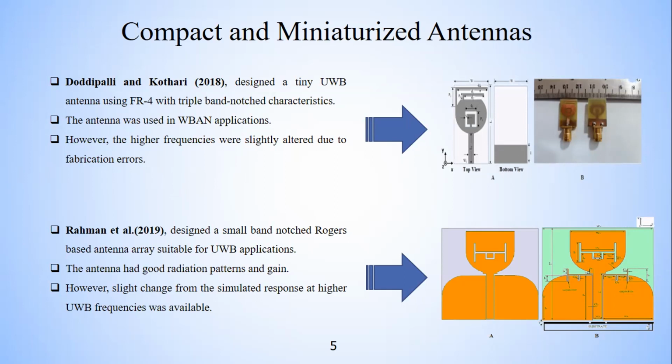Another one, Rahman, has designed a small band notch antenna using a Roger material. This one was suitable for ultra-wideband applications. The antenna had a good radiation efficiency with better gain. However, a slight change from the simulated response at a higher ultra-wideband frequency was seen in this design.